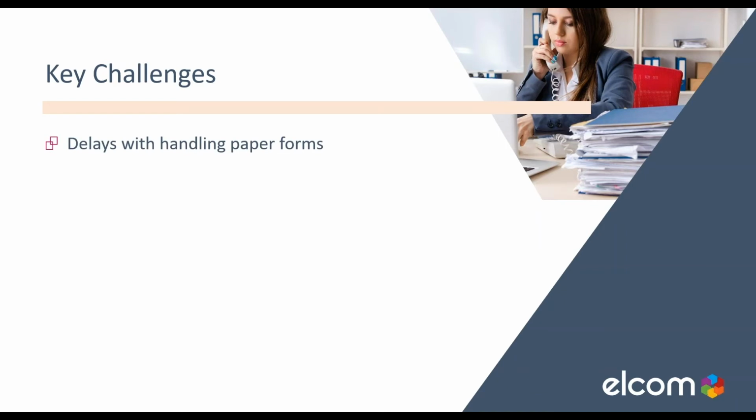So the first is delays with handling paper forms. We all know what that's like when there's a lot of paper in the organization, and it's something that physically needs to get signed, and then you hand it over to someone else, and you can't track where it is, and you don't know whether they've looked at it or reviewed it or approved it or signed it or rejected it. So there's just a lot of unknowns in that scenario, and there's just a lot of actual paper to be dealing with, which is another real big issue.